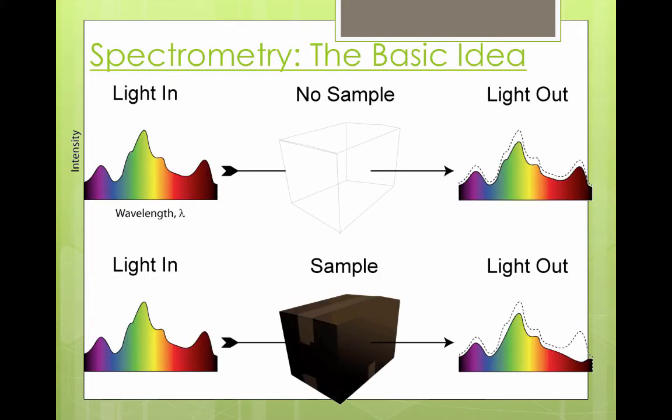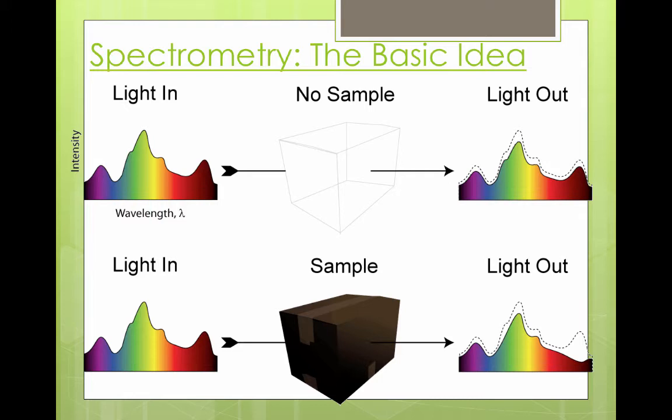So the basic idea of spectrometry. If we shine a light of some spectra, meaning some makeup of wavelengths, through a sample, we'll get some makeup of wavelengths of light out. And it may be slightly different than what we shined in based on some reflection and refraction of light through the sample, or through a non-sample, just because of our spectrophotometer.